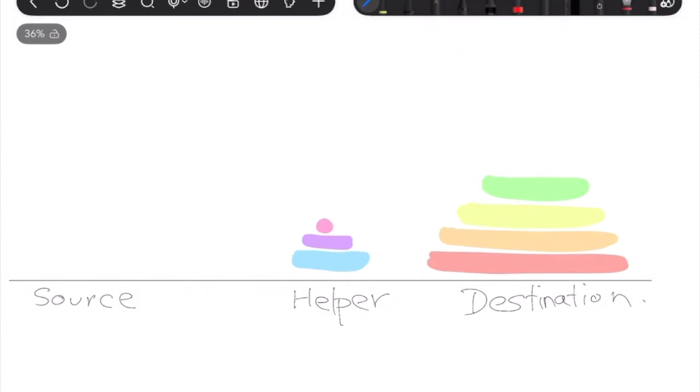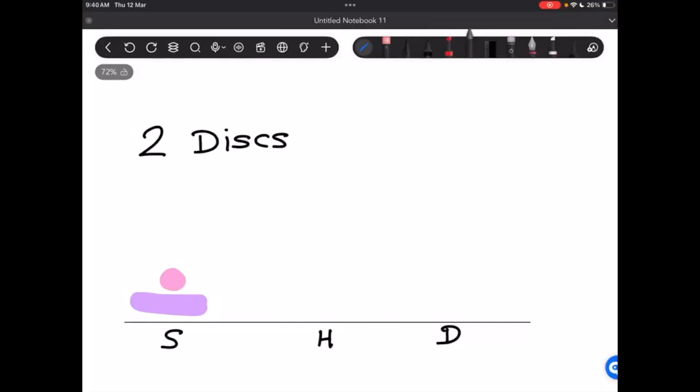You just need to move one disk at a time and you can't place a larger disk on top of a smaller disk. This is wrong. Now let's see how we can solve this for two disks. For this, we can put this pink one on the helper rod, the purple one on the destination, and the helper one on the destination. And it's done. We were able to solve this in 3 steps.